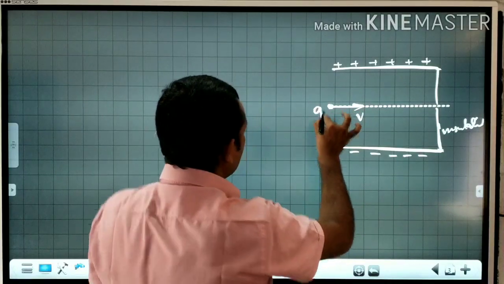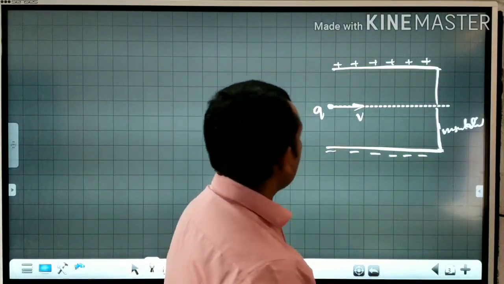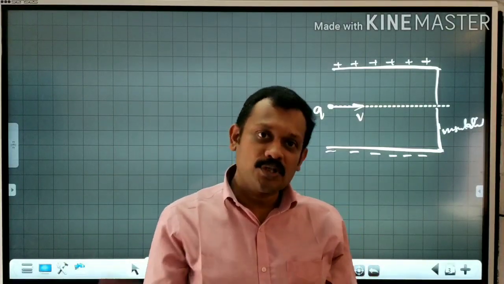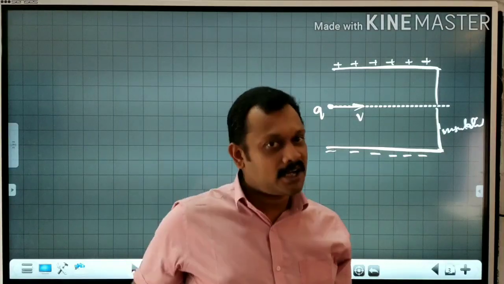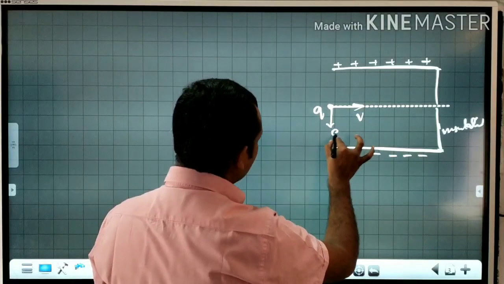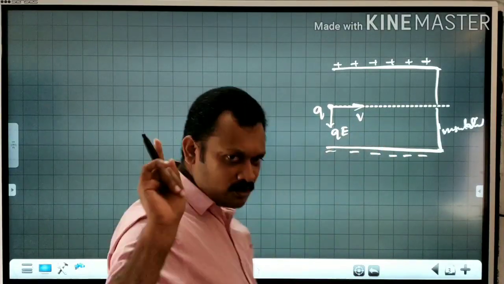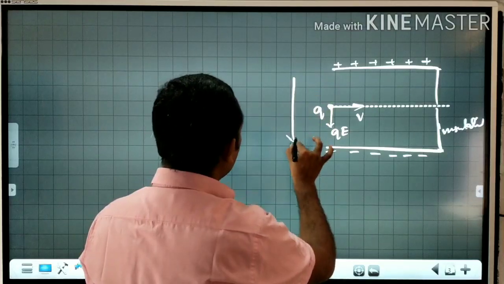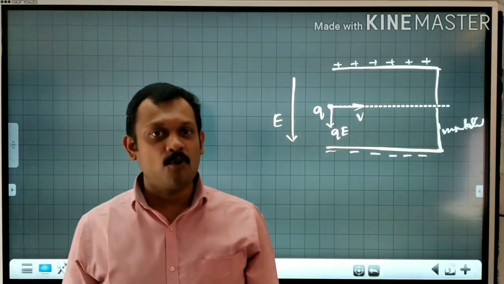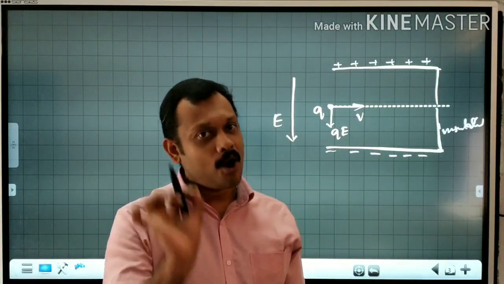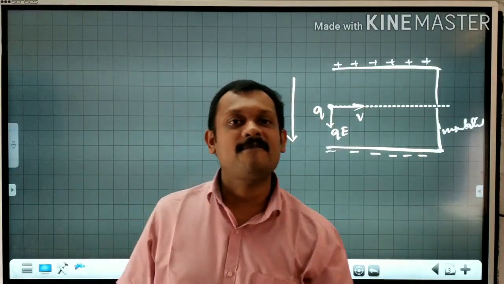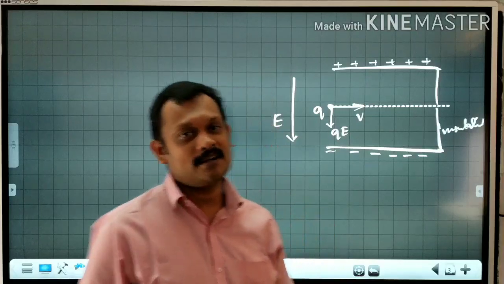Let me consider this to be a positive charge. A positive charge and a negative charge experience electric and magnetic forces in opposite directions. On this charge, the electric force QE is downwards. Why? Because the direction of the electric field is downwards. A positive charge always experiences a force in the direction of the electric field. And so this is the direction of the electric force on the charged particle.